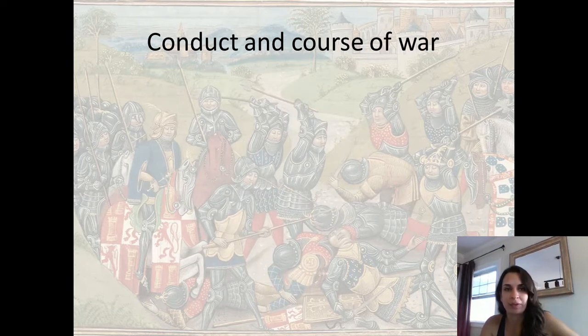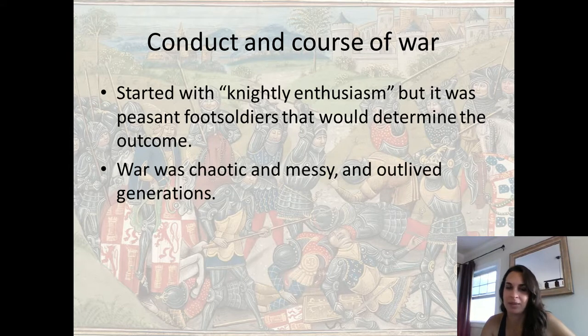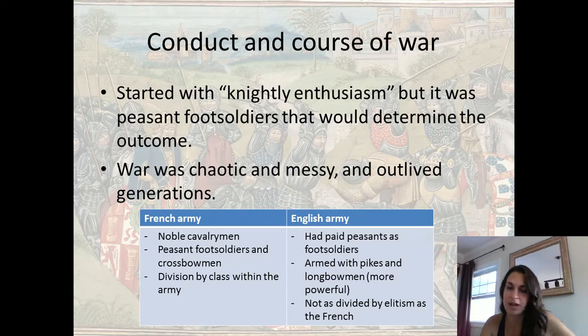So how the war really went, it went in a few different phases. And it starts off first with the knights being really in charge and being very enthusiastic. But over the course of 100 years, it was really the peasants, the peasant foot soldiers, the ones who don't ride on cavalry, that would determine the outcome. And this was going to be a very chaotic and messy war that, because it was 100 years, would actually outlive several generations. And one of the things that happens during the course of this war is the marked difference between the French and the English armies.